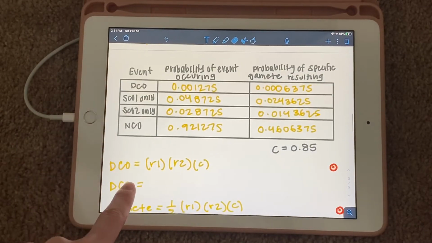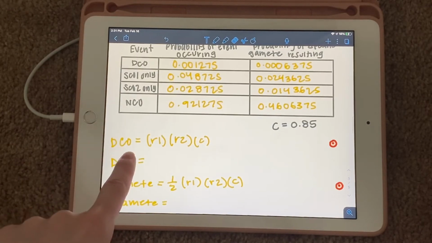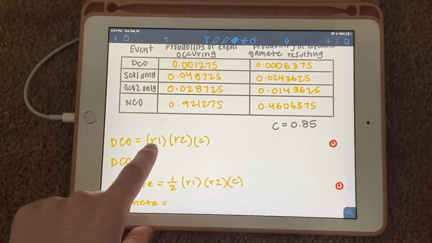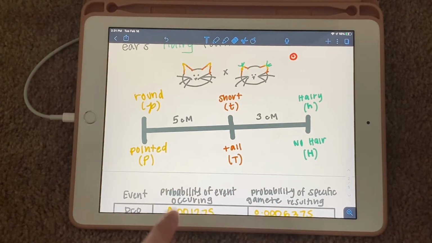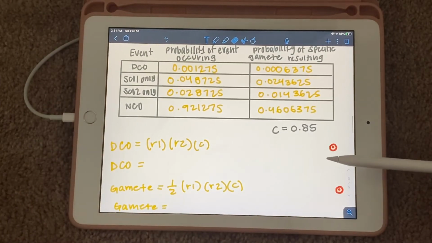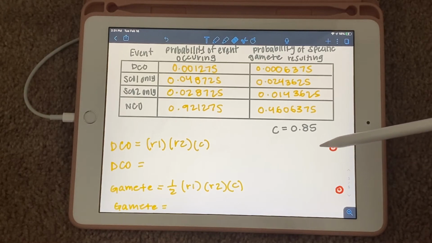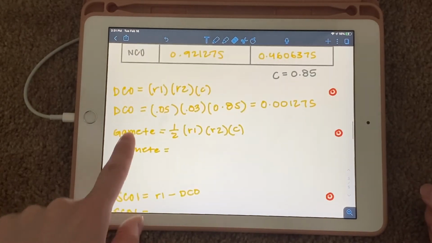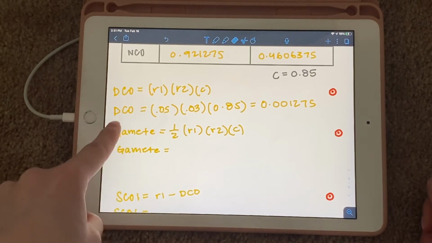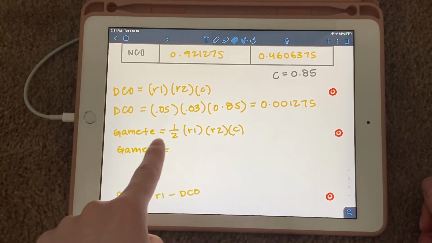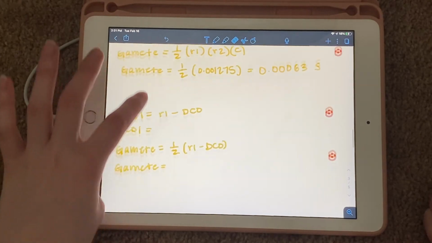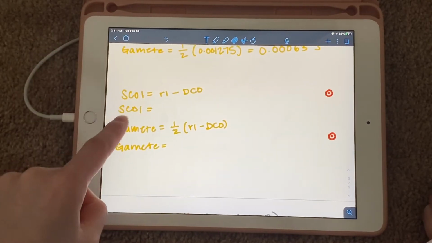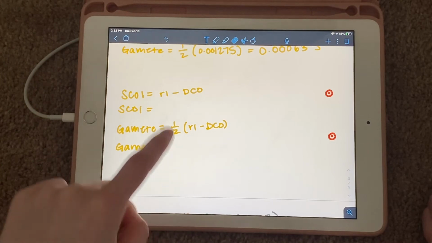So, for example, if we wanted to find the double crossover, we would have to find region 1 times region 2 times the constant. Region 1 is 5 centimeters, region 2 is 3 centimeters, and our constant is 0.85. Multiplying all these together will give us this answer right there. To get the gamete, we'd have to multiply this probability that we just got times 1/2, which would result in this answer right here.